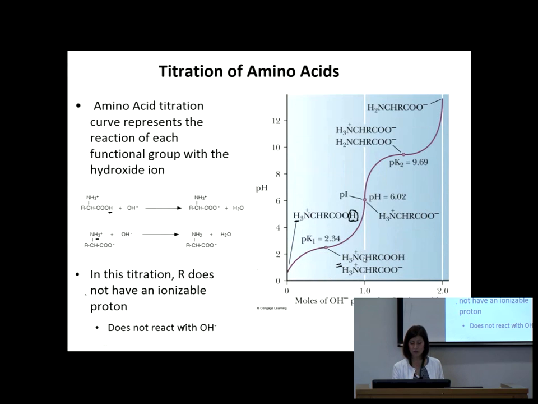So the concentration of those two, proton on and proton off, are equal. Which one do we have more of as we continue to drip hydroxide in? Do we have the acid form or the conjugate base form? The conjugate base form, until it's fully neutralized. Here, when it's fully neutralized, we don't have any more of the acid form. So this is your equivalence point.